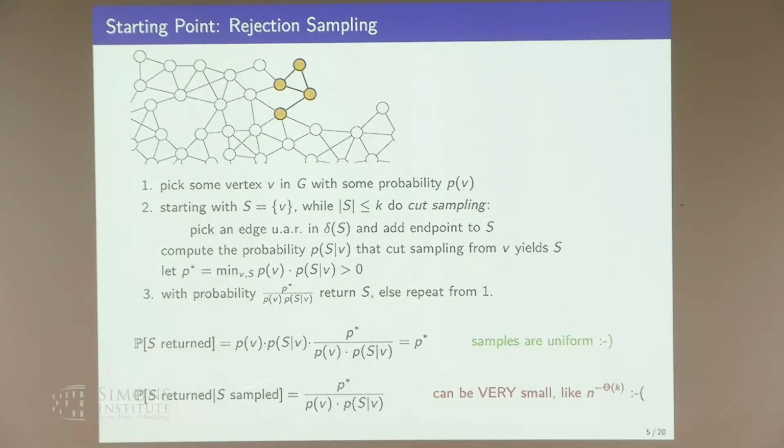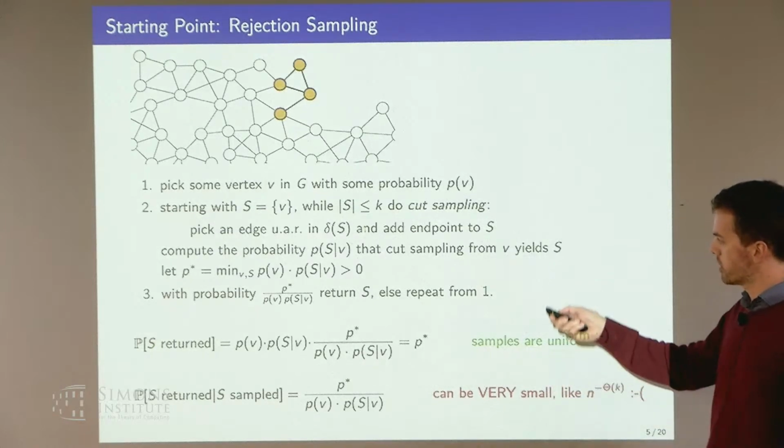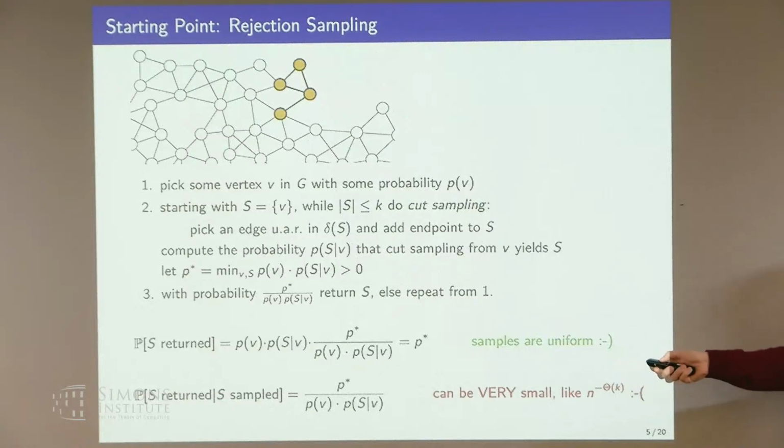Okay, and then if you just do the calculations, what is the probability that a specific subset S is returned? Well, the probability that it is sampled by this process up to here, which is exactly this, and then by construction, I am accepting that with this probability, otherwise I'm repeating the process. And the result is not a function of S, so this means that the samples are independent and uniform, great.